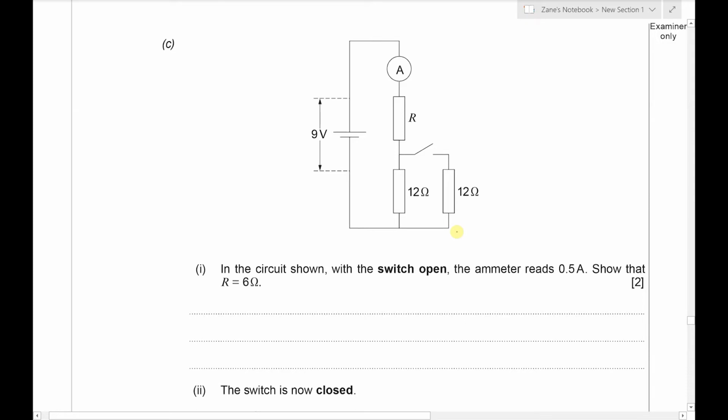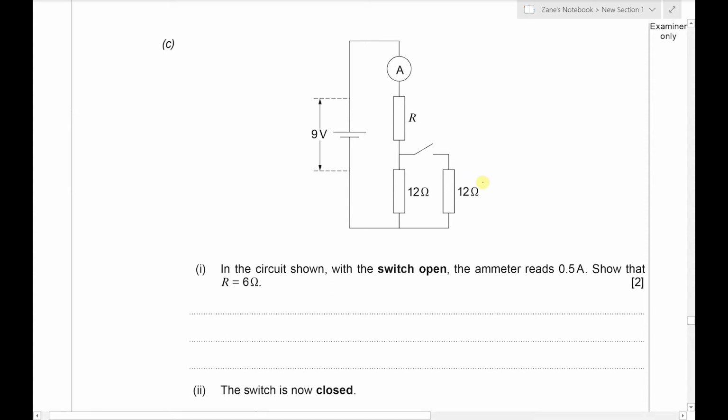For part C of the question, we get a different circuit with a 9-volt supply connected to a resistor network consisting of an unknown resistor R connected in series with a parallel combination of 2 12-ohm resistors. We're told that with the switch open, the ammeter reads 0.5 amps, and we've got to show that R is 6 ohms. Well, if the switch is open, we can ignore the right-hand resistor.